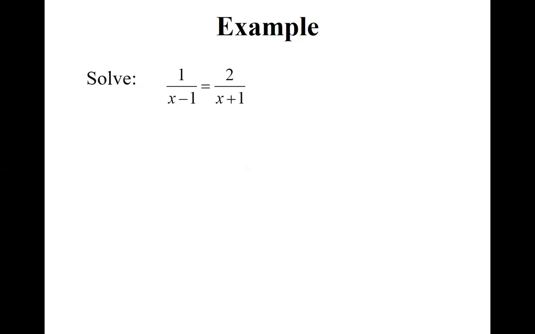Let's solve 1 over x minus 1 equals 2 over x plus 1. Although we're going to use the LCD method to solve this, I'm going to point out that there is a method 2 that we could use. And I'm going to show you how we could apply method 2 to this problem as well. We'll talk more about method 2 in the next topic as well.